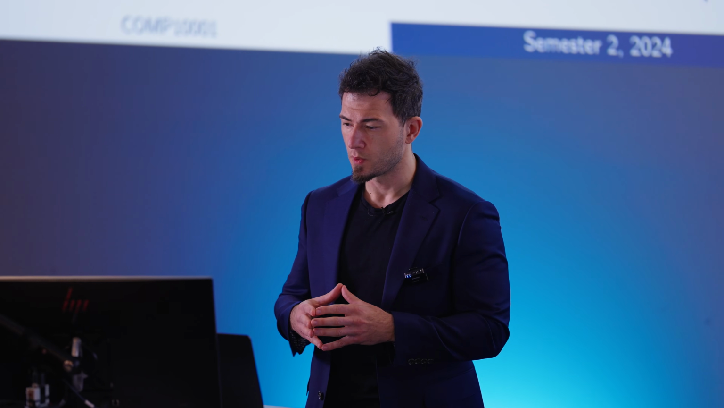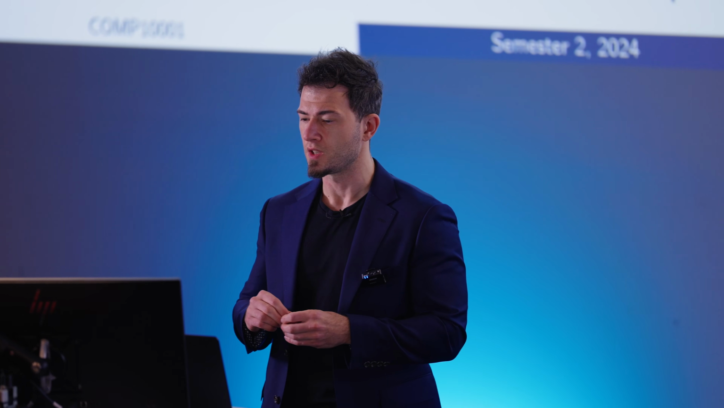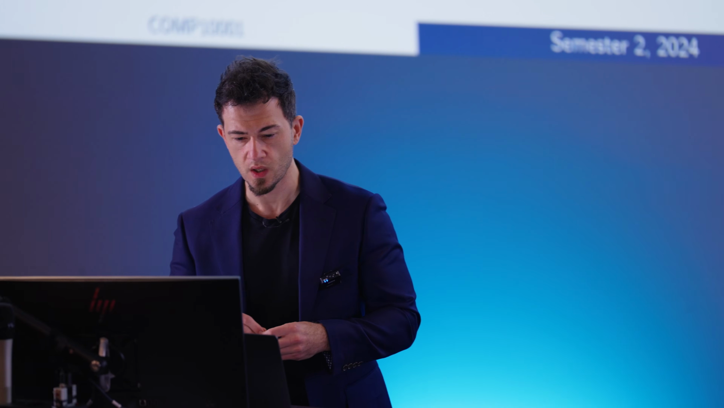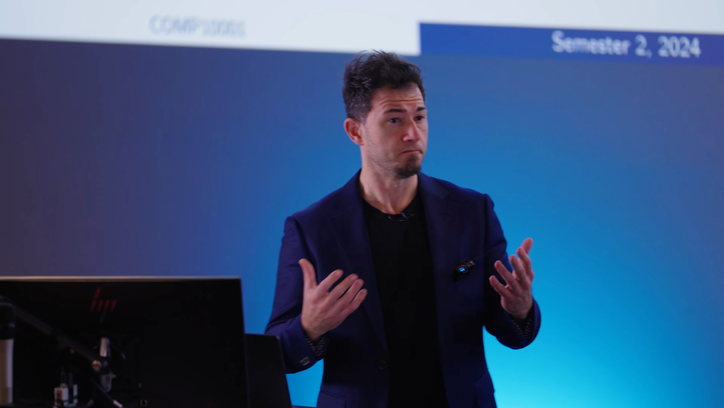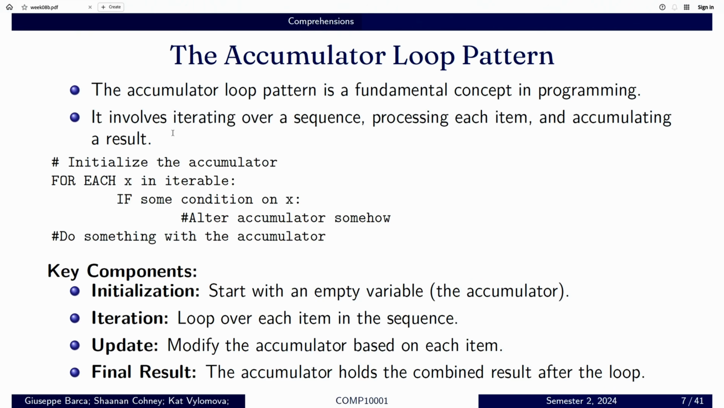So what's precisely an accumulator loop pattern? In simple terms, as you can see from the pseudocode there on the slide, what we do here is have a loop that iterates over a sequence of objects, and then we process each one of those items, of those objects, and accumulate the result. And once we have accumulated the result, we will do something with the value that we have accumulated.